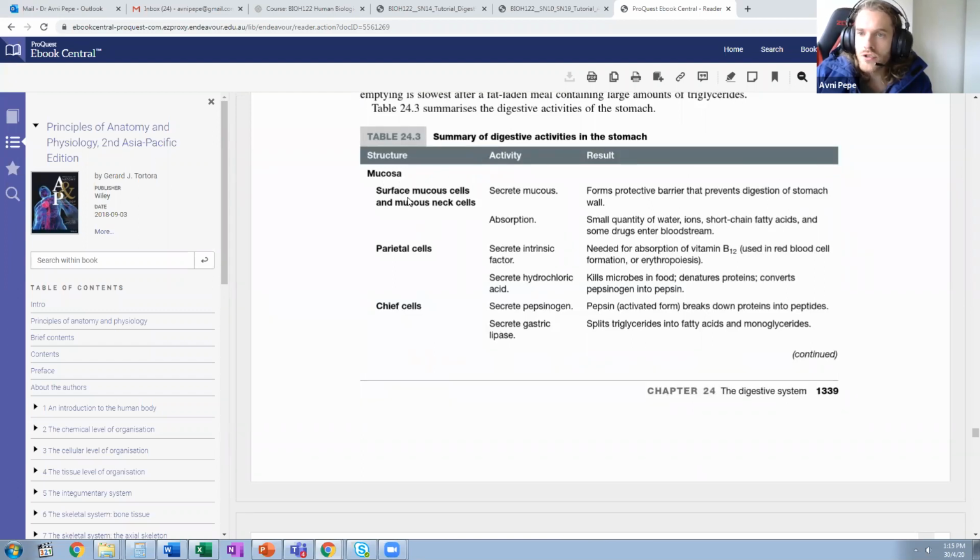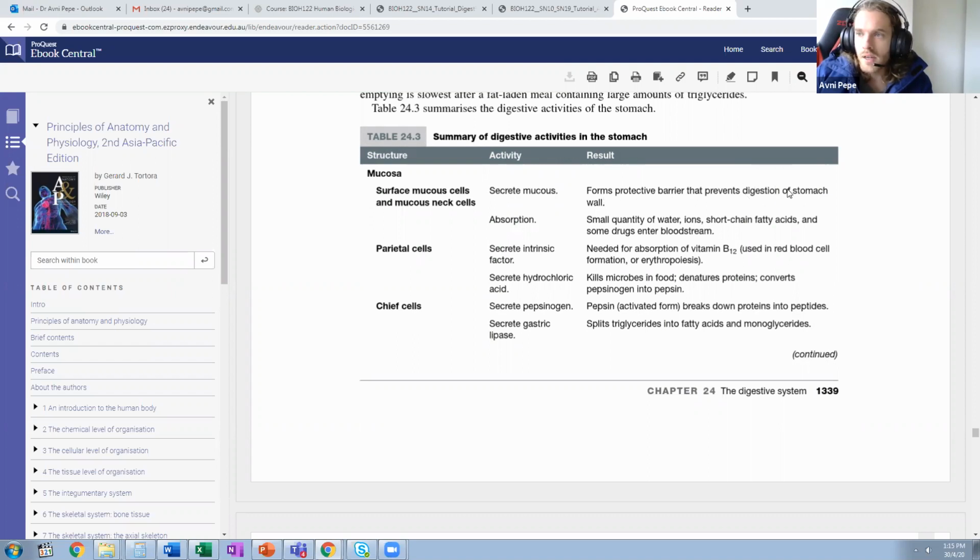So the surface mucus cells and the mucus neck cells, they secrete mucus, obviously. The mucus has a number of different functions though. It serves as a protective barrier that will prevent digestion of the stomach. So it'll effectively help to protect the stomach from the hydrochloric acid and from the activities of the pepsin.